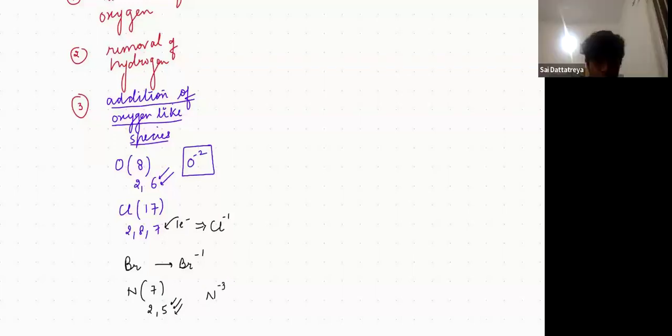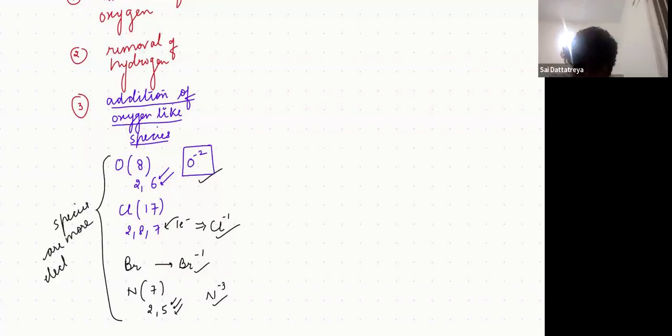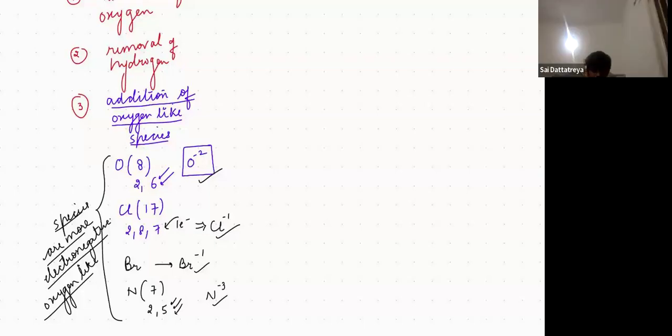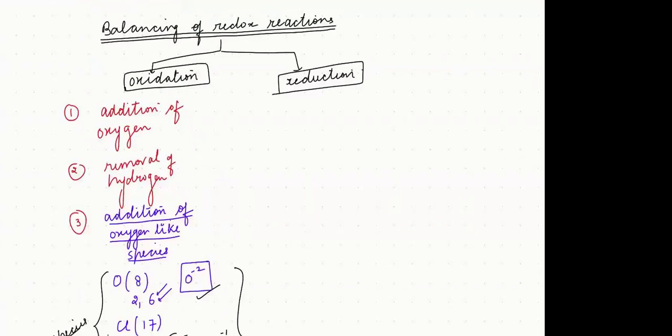You understand? And when it becomes N-3, O-2, Cl-1, Br-1, all of these species are more electronegative. And all of these species are thereby oxygen like, right? So that is the addition of oxygen like species. If I say oxygen like species, by that I mean anything which carries a negative charge.